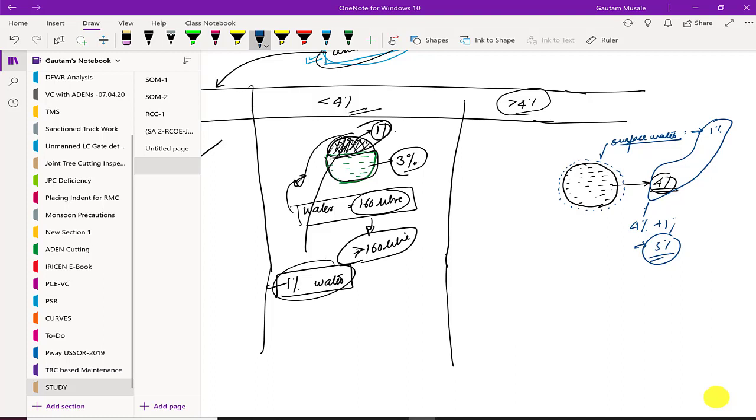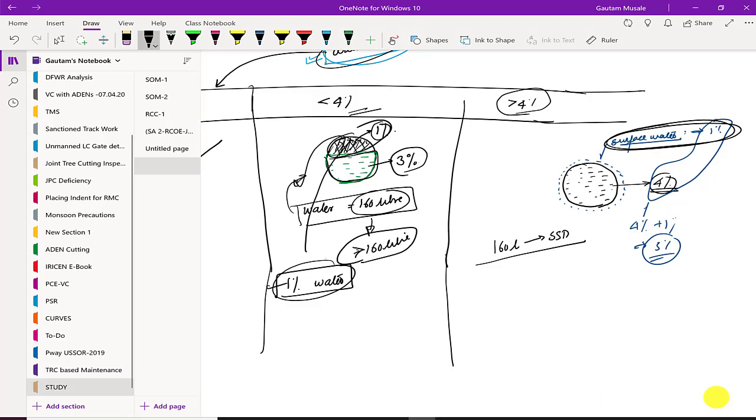This is my third possibility. Now for this possibility, how to make the necessary corrections is that I need to add 160 liters of water so as to bring my aggregate to the SSD condition. My water content is more than the SSD condition by how much amount? By 1%, because of this surface water. So I will have to reduce the water content in this case.